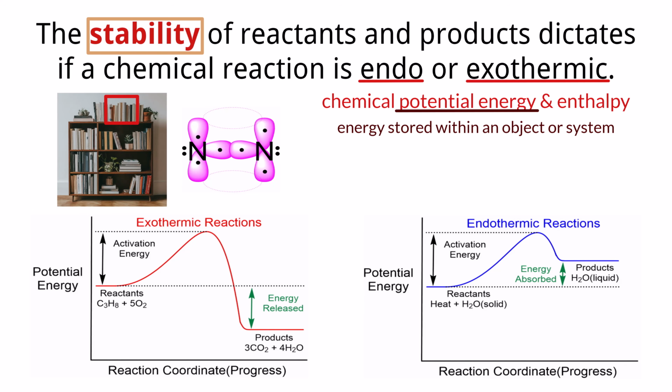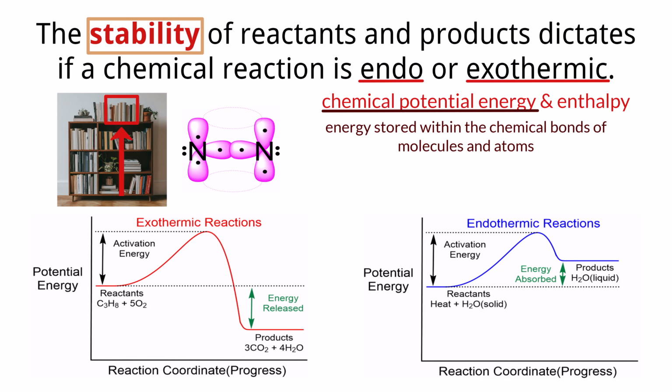Books on a shelf have potential energy due to their position and gravity, but because that shelf is holding them against gravity, it's just potential. This is the same for chemicals, which we call chemical potential energy, and is the energy stored within the chemical bonds of molecules and atoms.